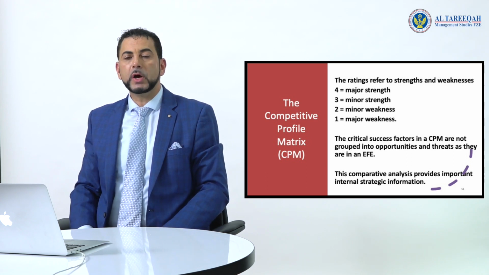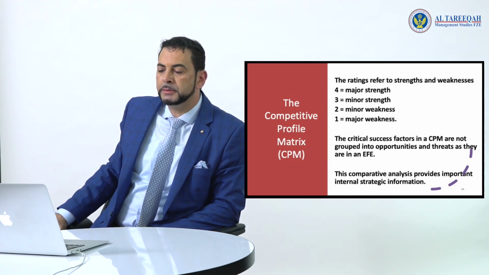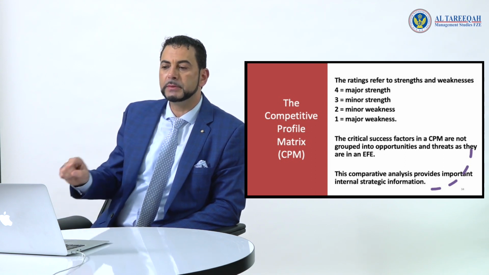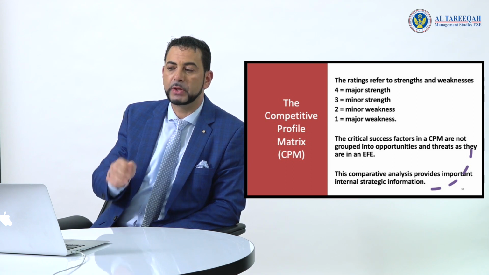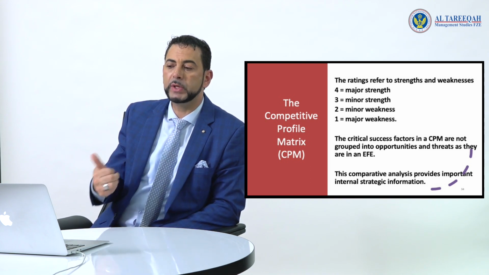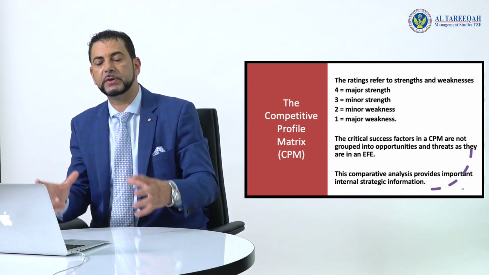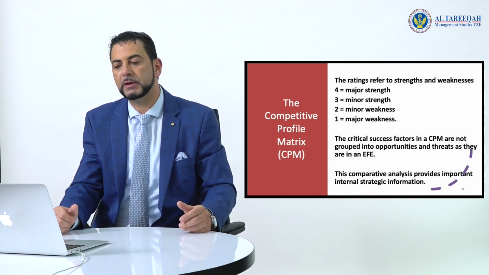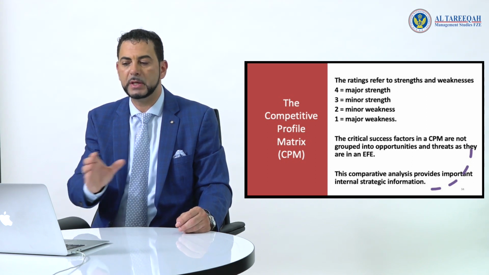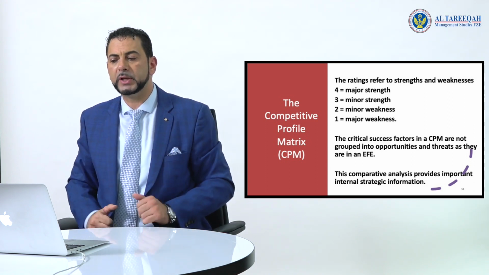Now, I would like you to pay a little bit of attention. This is slide number 37. The rating refers to the strengths and weaknesses. Now, 4 is a major strength. 3 is a minor strength. However, 2 is a minor weakness, and 1 is a major weakness. So this is a different comparison to what we use with the EFE. Just remember the rating with the CPM is different from our previous matrix, so please make sure you're fully aware of that.